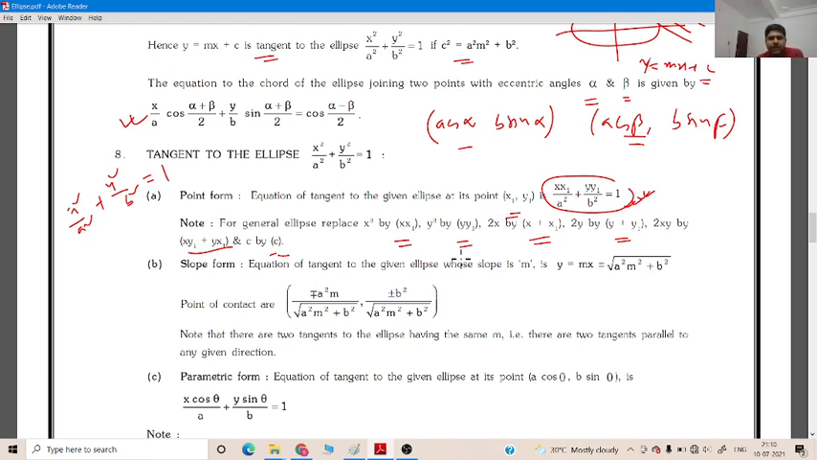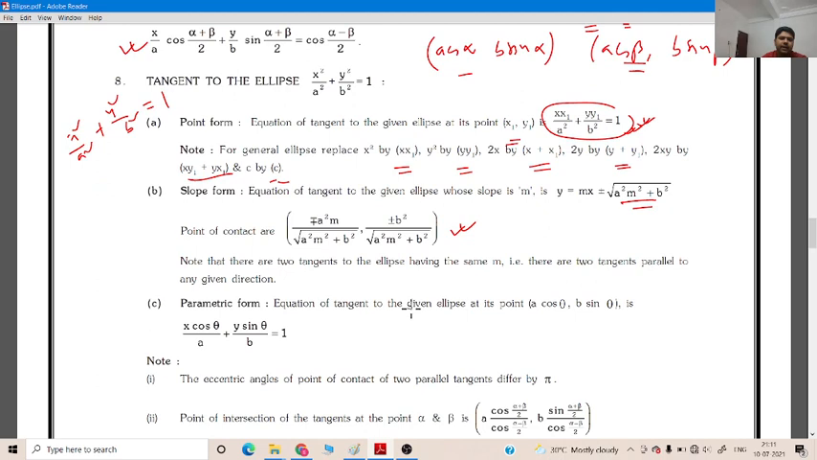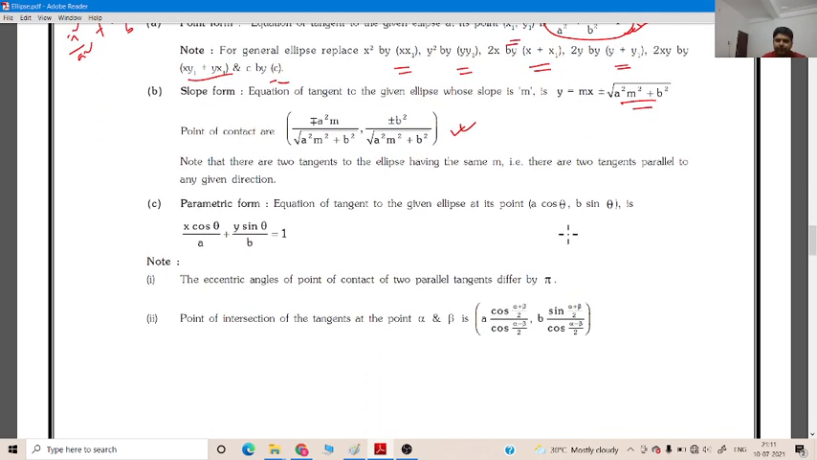Okay. And in slope form, the equation of tangent is y equal to mx plus or minus root over a square m square plus b square, where c equals plus or minus root over a square m square plus b square. This is the equation of the tangent to the ellipse in slope form. To solve for it, you can find the point of contact is this one. This is the result you can use for it.